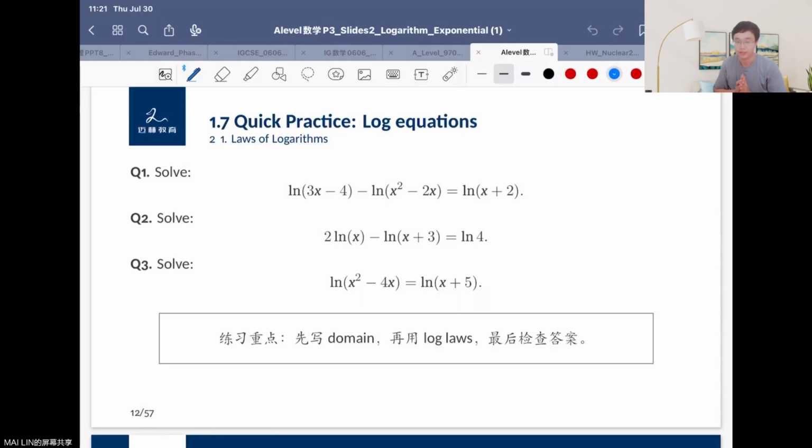Hello guys, today we are talking about the three practice questions of the logarithm function. Okay, so that's going to be the first part of it.